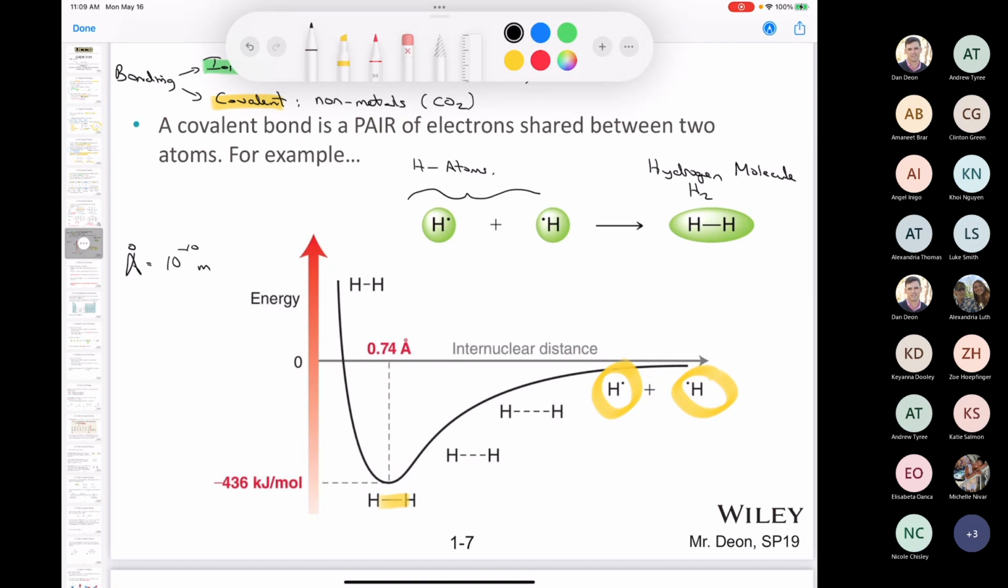It also tells you that if you had 1 mole of hydrogen molecules, in order to break them apart and convert them just into hydrogen atoms, that would cost you 436 kilojoules of energy. And so essentially, a covalent bond is nothing more than the sharing of electrons between two atoms to form a stable bond, which is exemplified here by the formation of a hydrogen molecule.